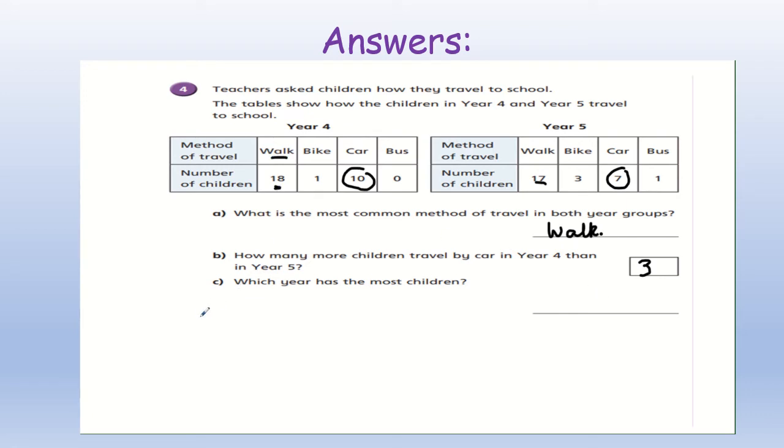So Year 4 is 18, add 1, add 10, add 0. So 18, 28, 29. Year 5 is 17, add 3, add 7, add 1. 17 add 3 is 20, so 27, 28. So which year group has the most? Excellent, it's Year 4. Did you get the same answers as me this time? Well done.